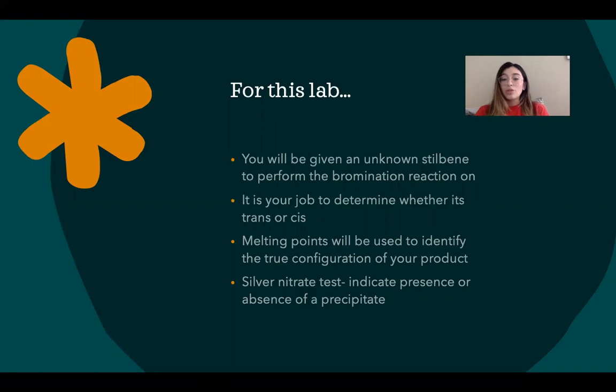For this lab, you will be given an unknown stilbene to perform the bromination reaction on, and it is your job to determine whether it is a trans or a cis. We will know if it's trans or cis depending on its melting point. Trans is more thermodynamically stable, which means it's going to take more heat to break it apart. That's why its melting point is higher than the cis melting point. Afterwards, we're going to be using a silver nitrate test, and it will indicate the presence or absence of a precipitate. That way we know if bromine is actually in our product.